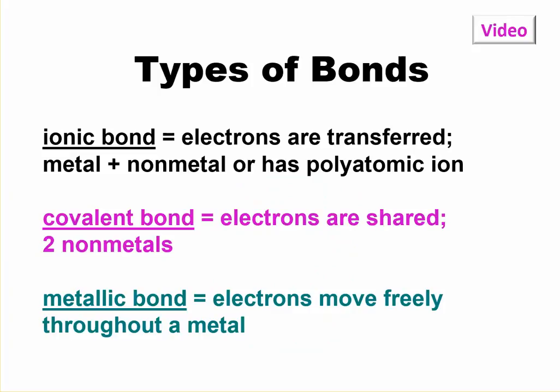Ionic bonds involve electrons being transferred and therefore forming ions. Covalent bonds, which we've seen a lot of, electrons are shared.